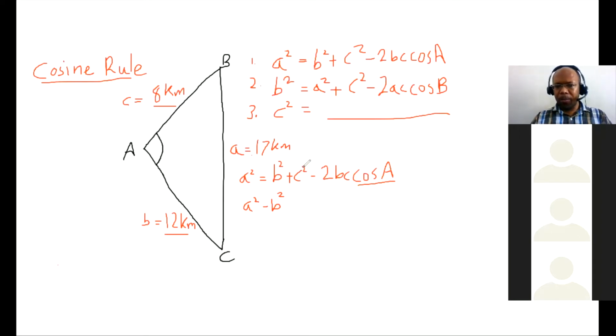So the C squared is positive. So when I send that across, it becomes negative. I guess nobody likes to be pushed around. And then we have equals negative 2bc cosine A.